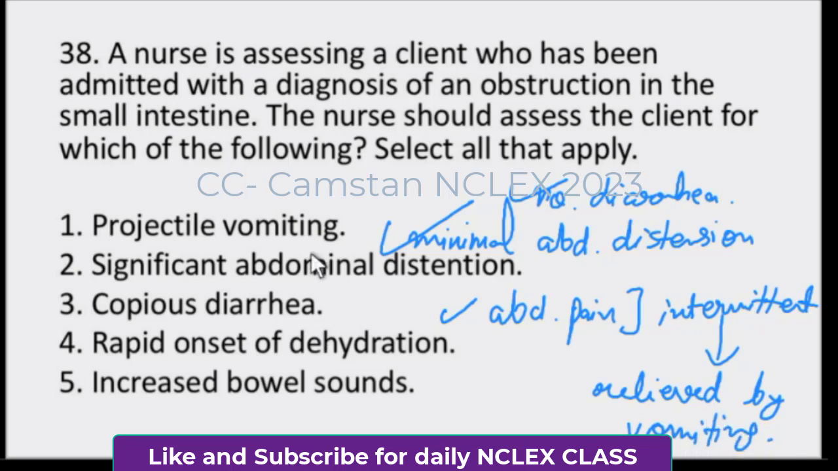Right. So now let's look at the options. Projectile vomiting, yes, it's correct. Second is significant abdominal distension. No, the abdominal distension is minimal, so not right. Third is copious diarrhea. There is no diarrhea, so not right. Fourth is rapid onset of dehydration. Yes, it is correct. Fifth one is increased bowel sounds. Yes, as I already told you, the proximal bowel contracts vigorously to overcome the obstruction in the small intestine, so it is perceived as hyperperistaltic bowel sound. So out of the five options, the correct ones are first, fourth, and fifth.